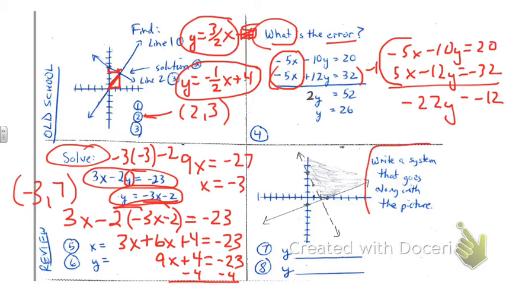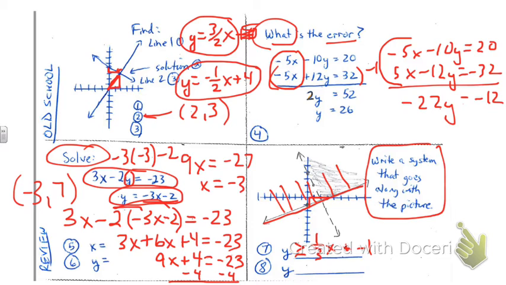It says write a system that goes along with the picture. Kind of thinking backwards here. Instead of them giving you a system, you're going to write a system. So I know that I'm above this line. That's greater than. And so I know that's a solid line, so it's going to be greater than or equal to. So I need to find the slope and the y-intercept. So the y-intercept is -1, and the slope is up 1 to the right 3. So that's +1/3.